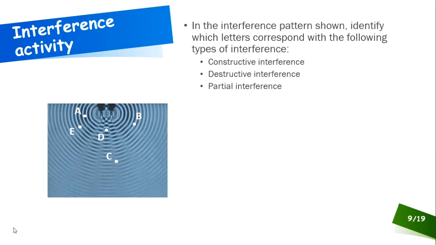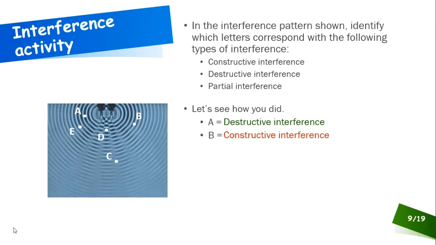Okay, let's see how well you did with this. Starting out with point A, this is going to be an area of destructive interference. Point A there on the black ring. Remember, black is an area of destructive interference. That means point B is going to be an area of constructive interference. It's right there with the light area, so it's an area of constructive interference.